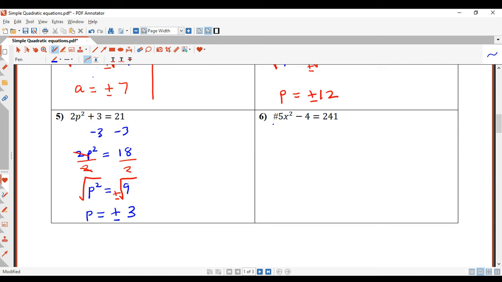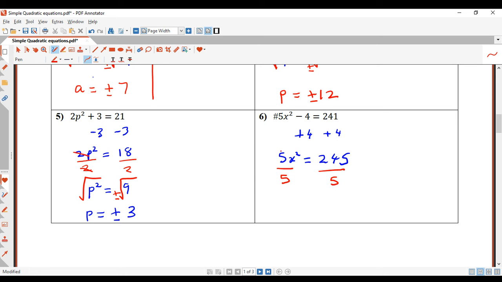Okay, copy that down. I want you to have a go at the hashtag example now. So pause the video and see how you go with this one. Okay, so we're going to add 4 to both sides. So it gives me 5x squared is equal to 245. And then next step is we're going to divide by 5.